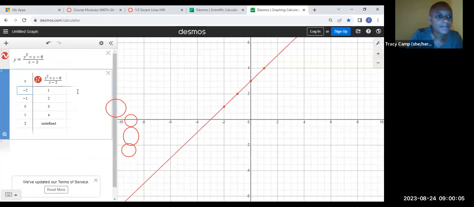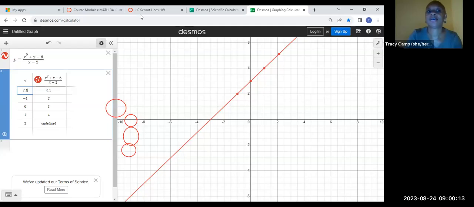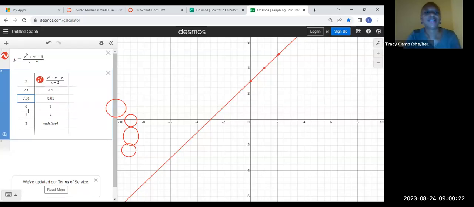So they have some x's entered already. Just enter yours, the ones that you're given. And look, when I entered 2.1, I get the answer that I got, 5.1, when I did it the long way, which isn't that long, but when you're doing it for 4 different numbers, it feels quite long. So here, this is much faster, right?